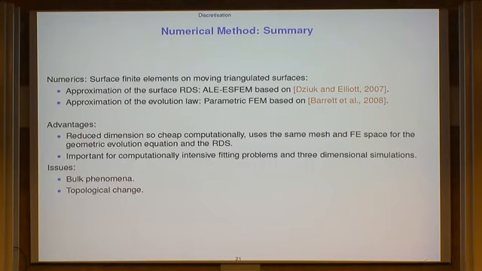There are certain issues. For example, if you think the physics in the interior of the cell are important, then it's extra work to include bulk phenomena within this setup, because we only have a triangulation of the surface, and you somehow have to marry this to a triangulation of the bulk. And if you're interested in topological changes, then it probably makes sense to consider a completely different framework, as we work with a parameterization with a fixed topology.